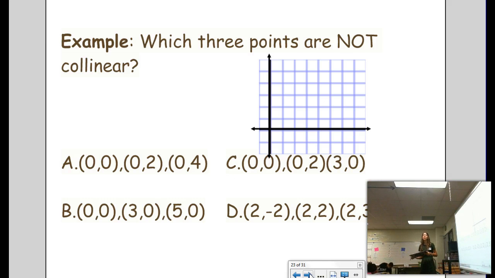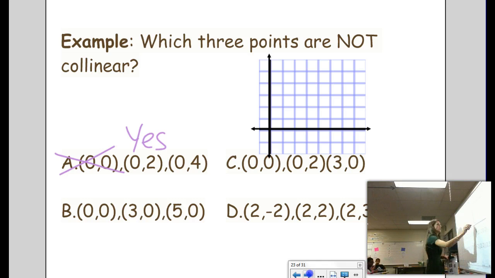Lillian, A, were those collinear or not collinear? Yes or no? Yes. They were all in a row. They totally were. So that's not our answer. Brianna, what about B? Did I give y'all B? Okay. Yes. Were they in a row or not in a row? So B is our answer.